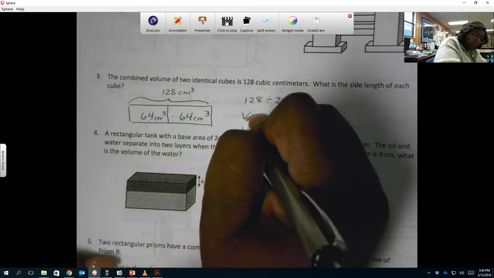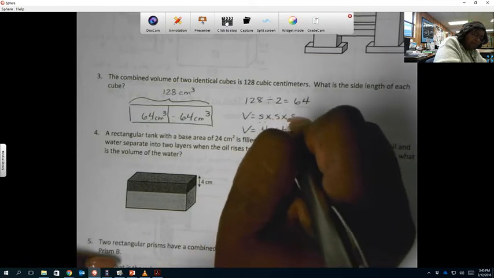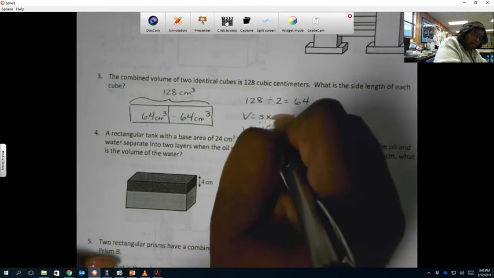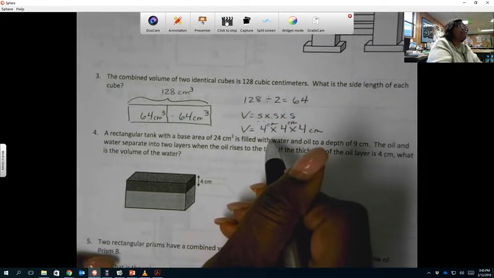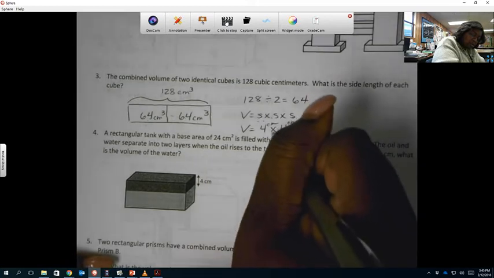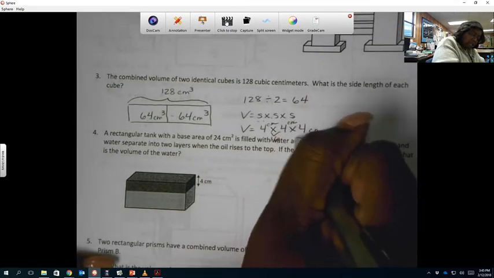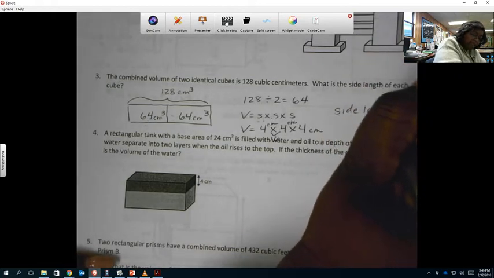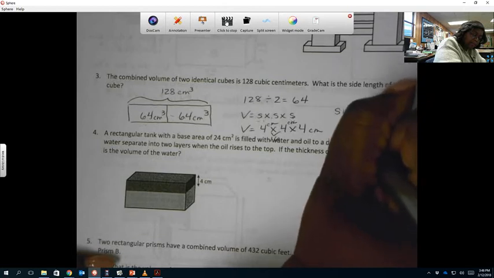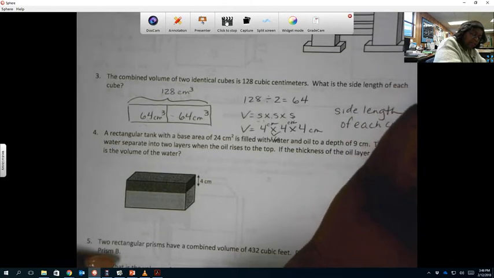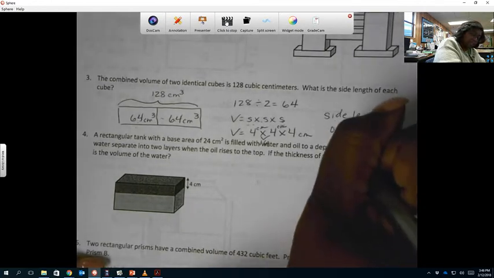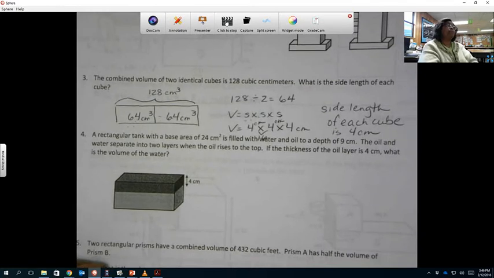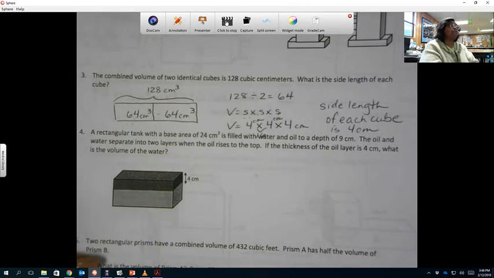Well, 4 times 4 times 4, forgot my units, would give me that. 4 times 4 is 16, and 16 times 4 is 64. So the side length of each cube is 4 centimeters. All right, let's look at number 4.